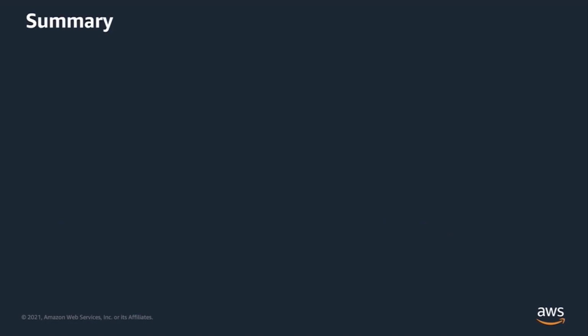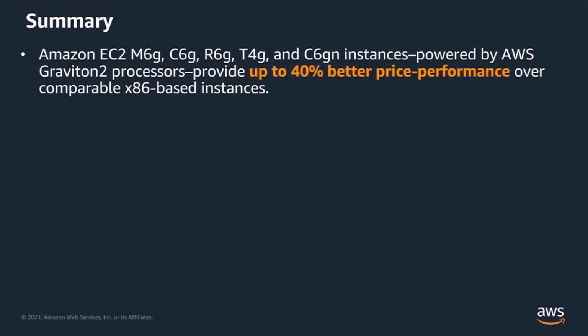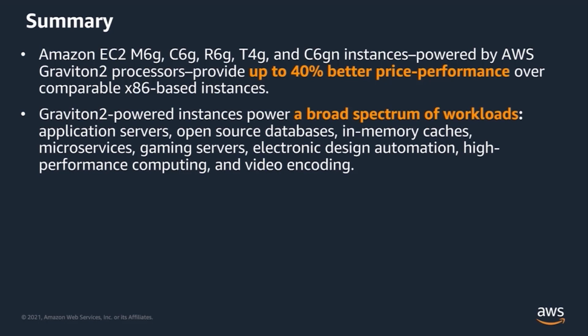So let's summarize what we've talked about today. The new 6th generation instances powered by AWS Graviton 2 processors, the M6g, C6g, R6g, and T4g, provide up to 40% better price performance over comparable x86-based instances. And these instances are also suitable for a very wide range of workloads, including compute-intensive workloads such as high-performance computing and video encoding.